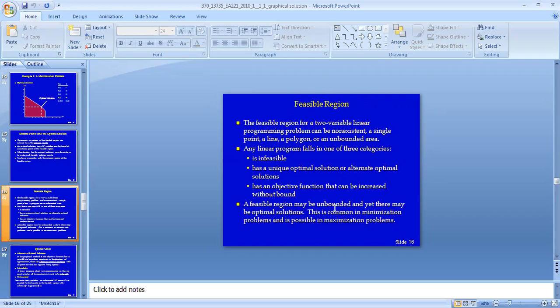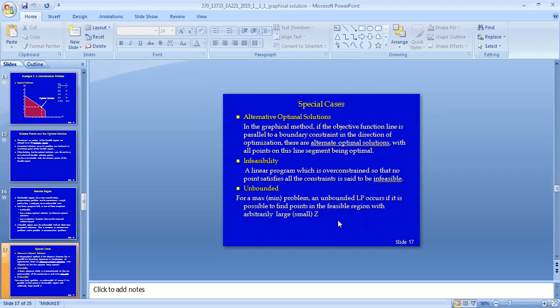A feasible region may be unbounded, and yet there may be an optimal solution. This is common in minimization problems and is also possible in maximization problems. So in special cases, alternative optimal solution, infeasible, unbounded, etc., may be possible.